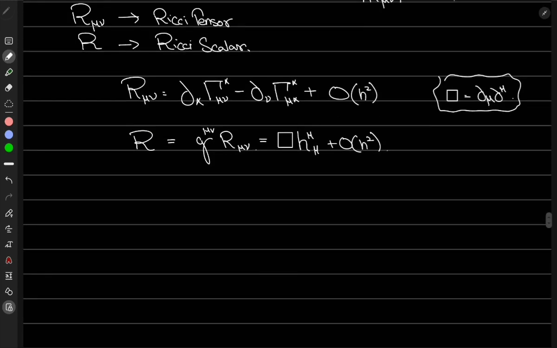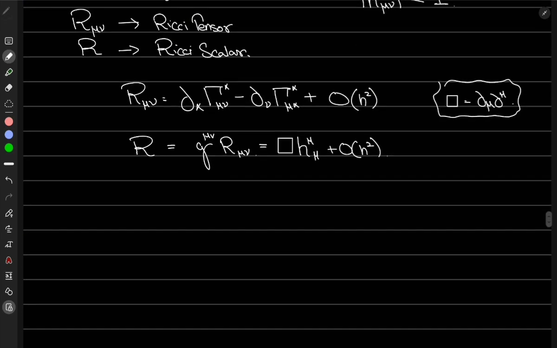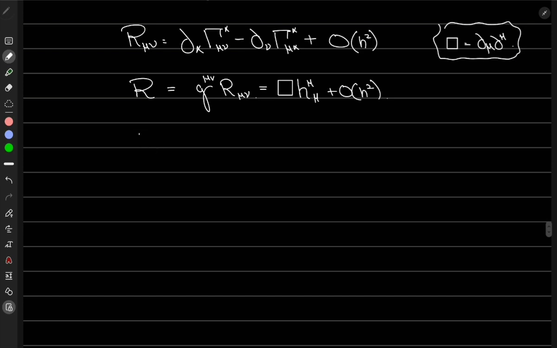So now, doing that, the Einstein field equation becomes, I'm going to write it down over here, as box h mu nu equal to minus partial mu partial nu h alpha alpha. And this thing is equal to minus 16 pi G T mu nu. Okay, so what is this? This is simply the Einstein field equations written in the weak field limit.